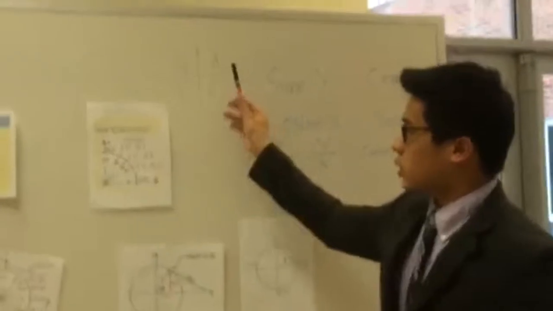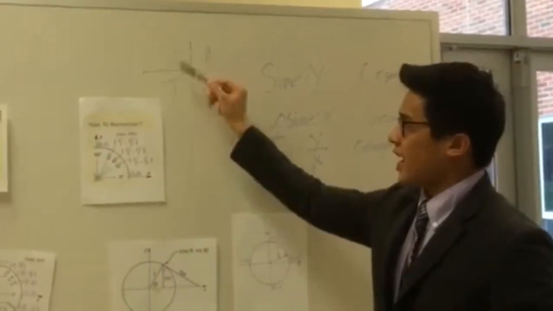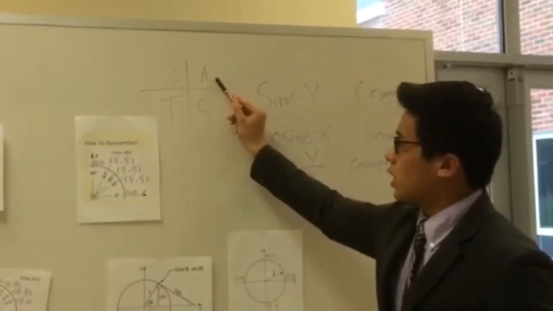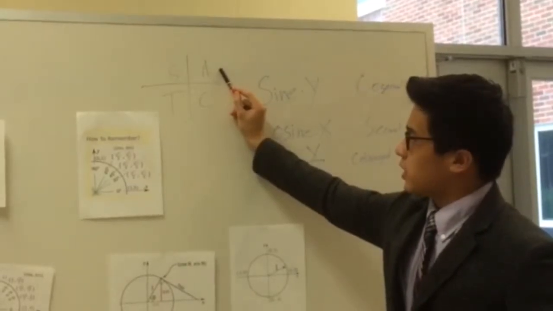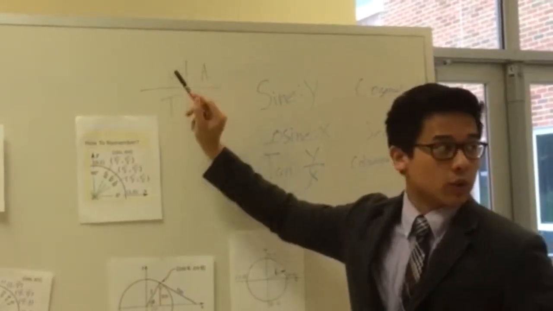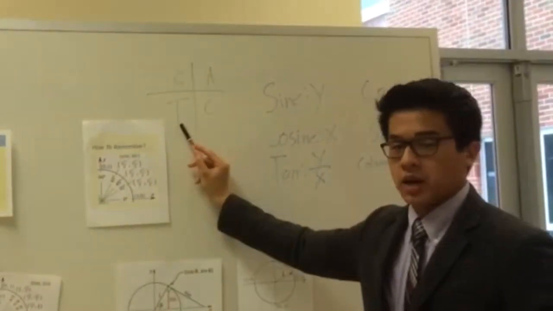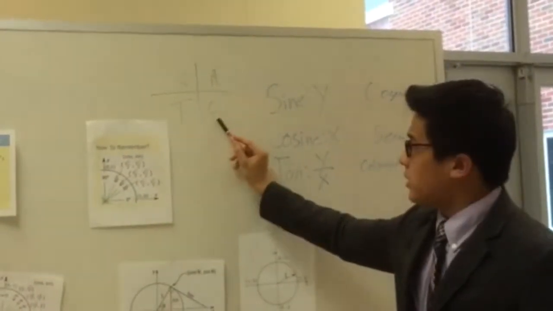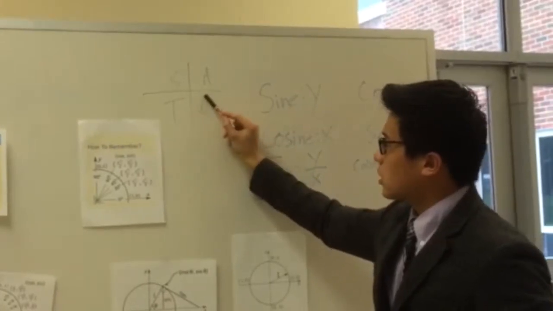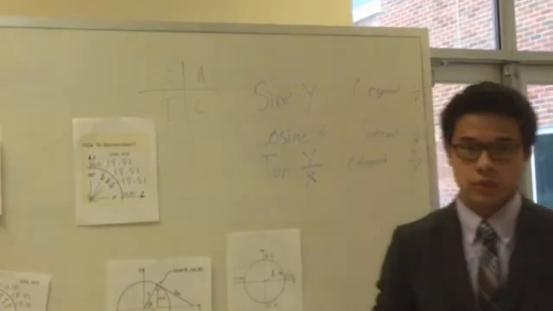Easy to remember this is the quadrants. CAST. In the first quadrant, all will be positive. In the second quadrant, only sine will be positive. In the third quadrant, none will be positive except for tan. And then in the fourth quadrant, only cosine will be positive.